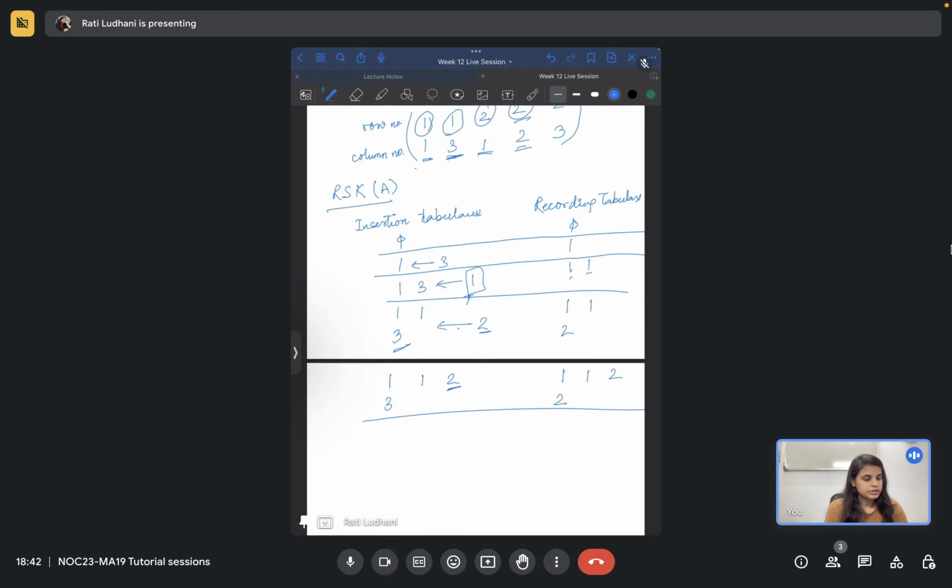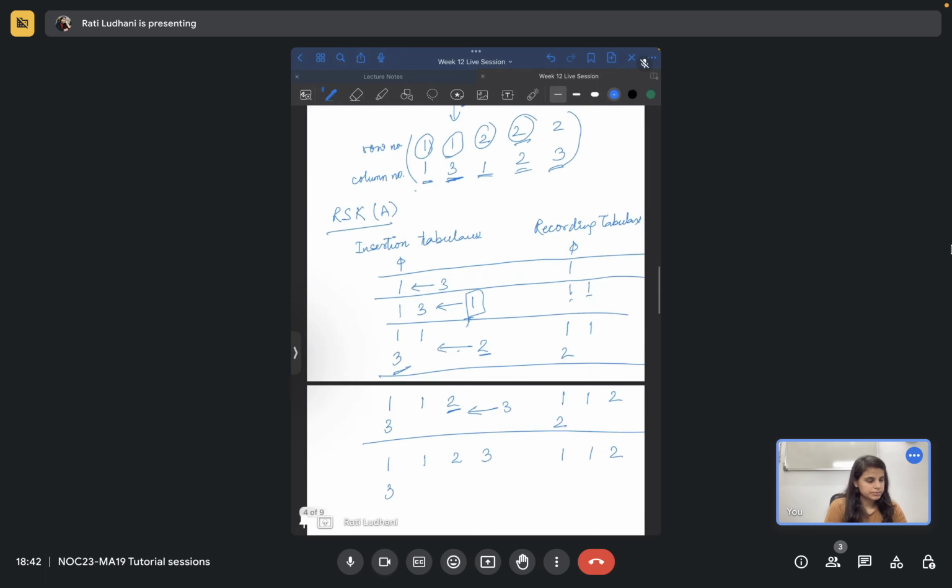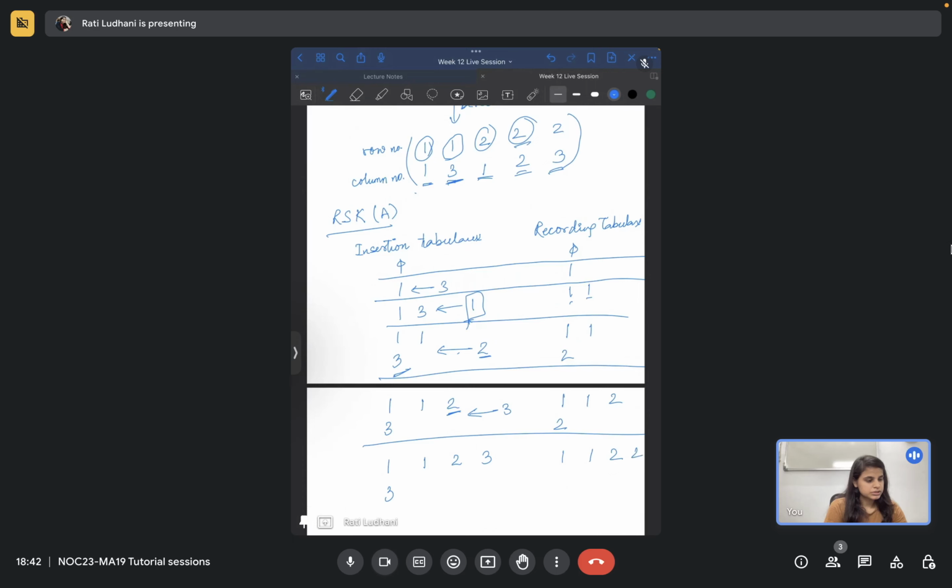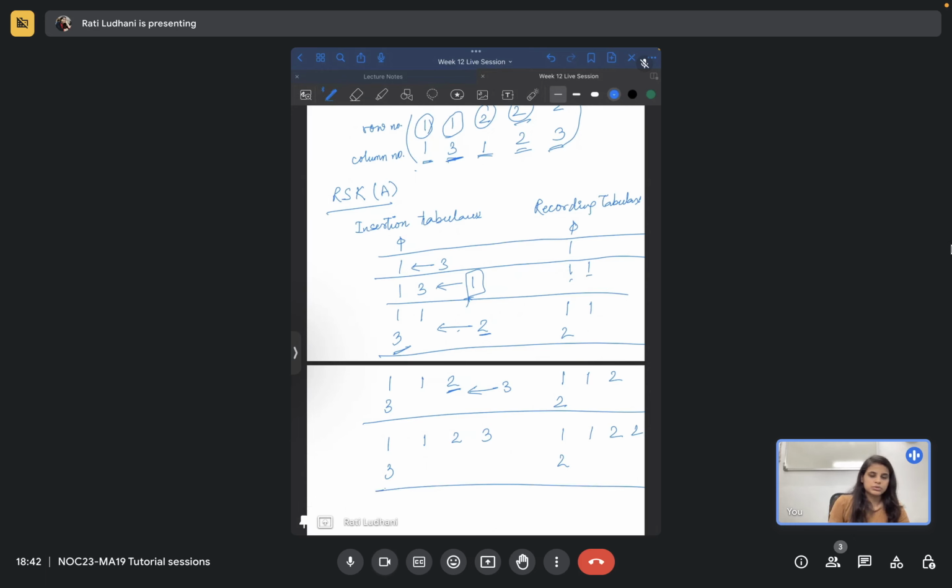After this, what do we need to insert? We need to insert 3, right? This is 1 1 2, and now you can see 3 is bigger, so you will just insert it here, and this is 3. Corresponding to that, what will you get? Actually this is again not a good example, but okay. This is 2, this is 2, it's fine. We'll anyway discuss other questions.